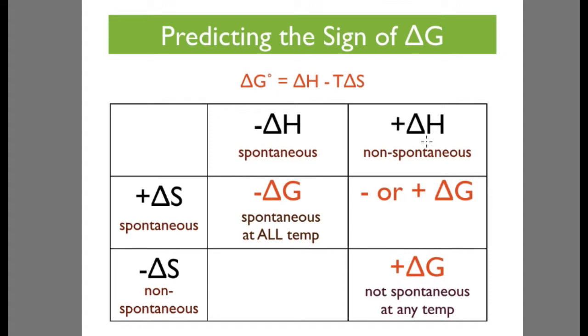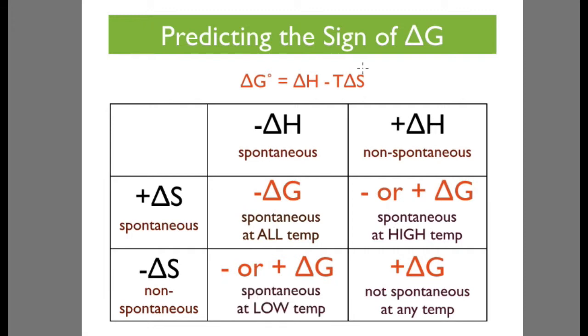If we've got a positive delta H here and we've got a positive delta S, the delta S is multiplying by this negative T. So depending on the size of the temperature, the larger the T, the larger the negative T delta S. So it's going to be spontaneous at high temperatures. If you've got a large T multiplying with delta S, your delta G is going to be negative. And if it's negative, then it's going to be spontaneous.